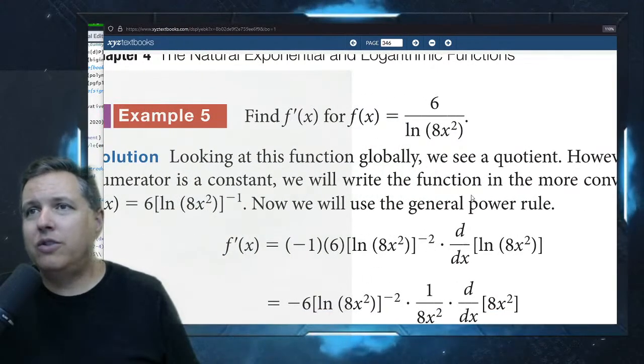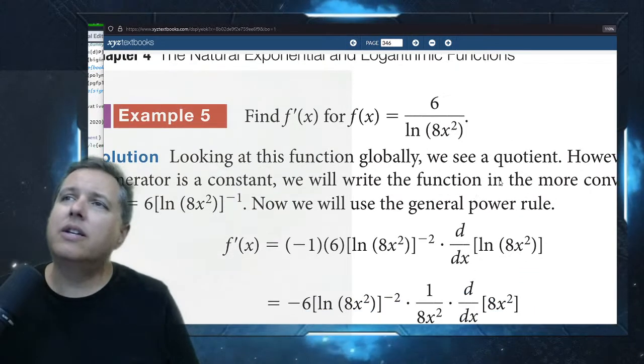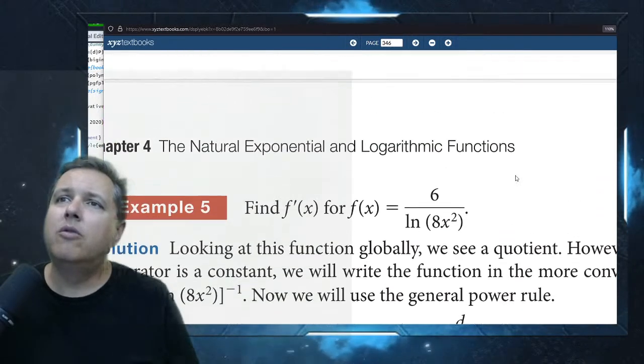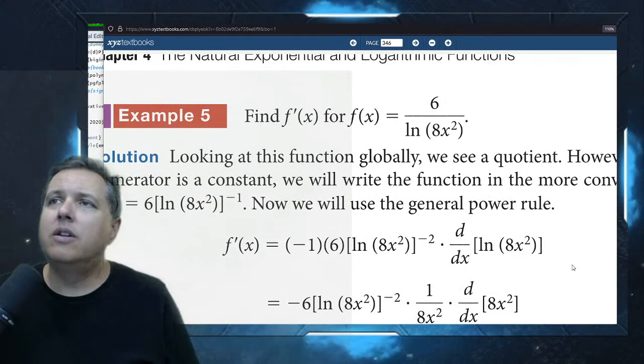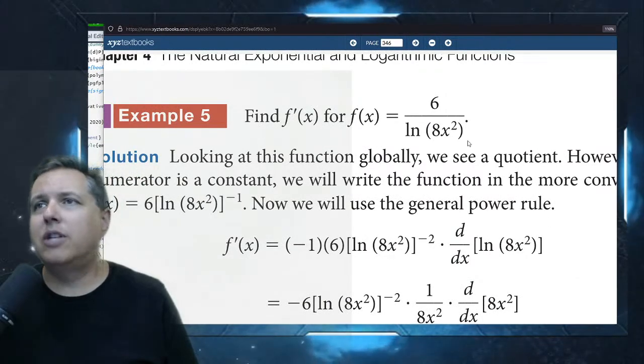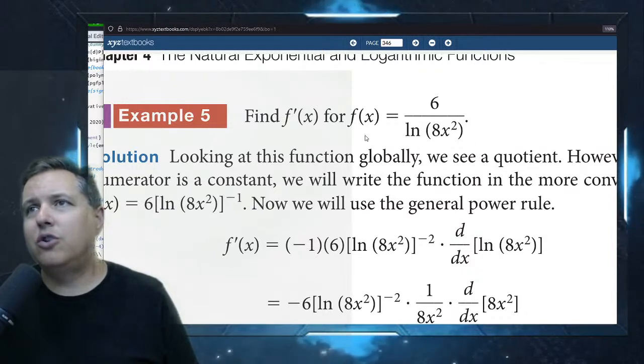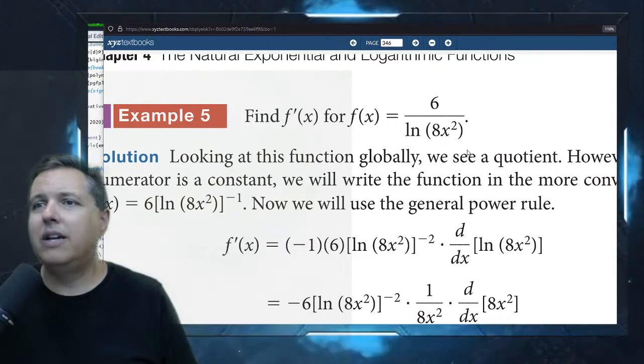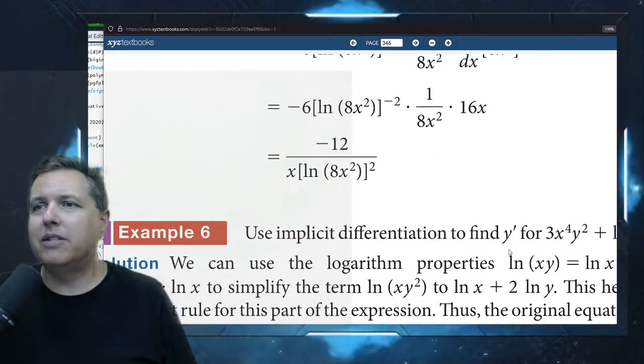Here's a problem where you're using your quotient rule. Let's see. Is that what we want to do here? What was this one? Actually, it looks like what they did here was to turn this into 6 times natural log of 8x squared to the negative 1 and then go from there, which makes it a little bit easier.